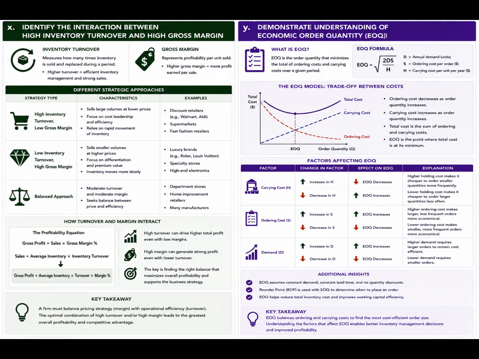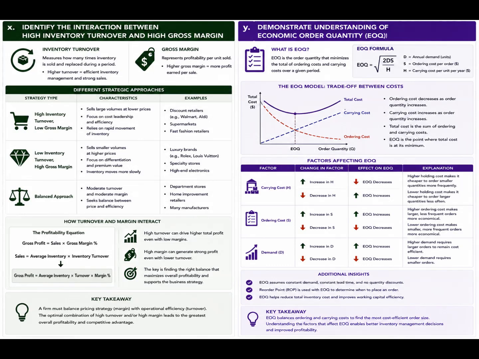Why? Demonstrate understanding of economic order quantity, EOQ. EOQ is the order quantity that minimizes total inventory costs. It balances carrying costs and ordering costs to determine the optimal order size. If carrying costs increase, EOQ decreases. Firms will order smaller quantities more frequently to reduce holding costs. If ordering costs increase, EOQ increases. Larger, less frequent orders reduce administrative expenses.